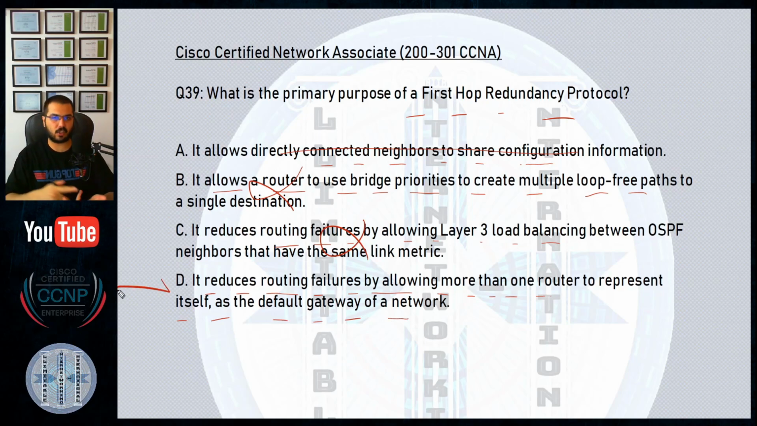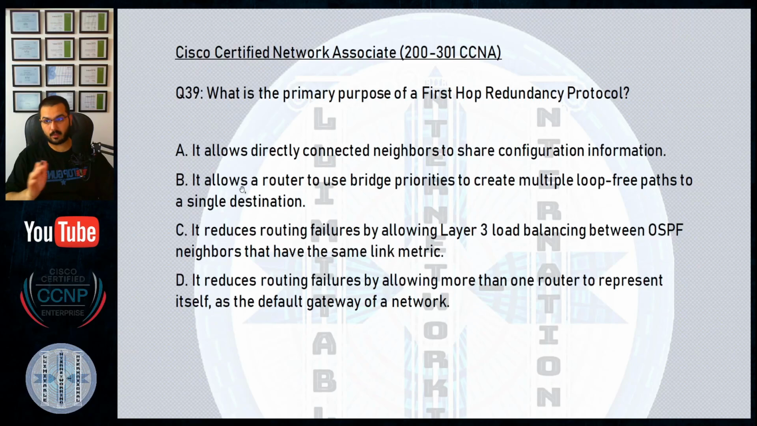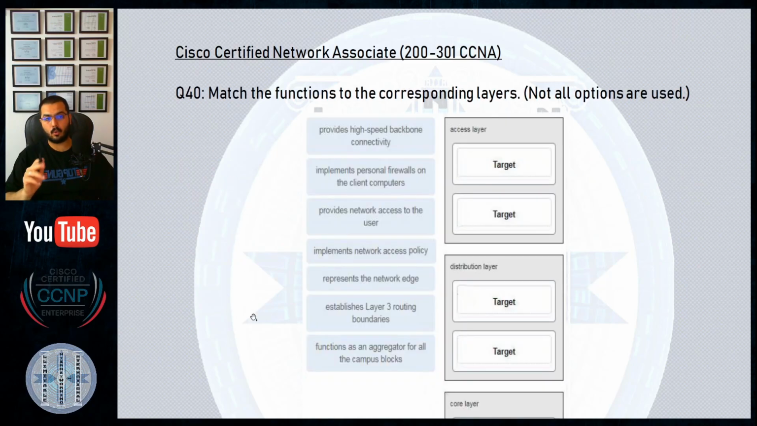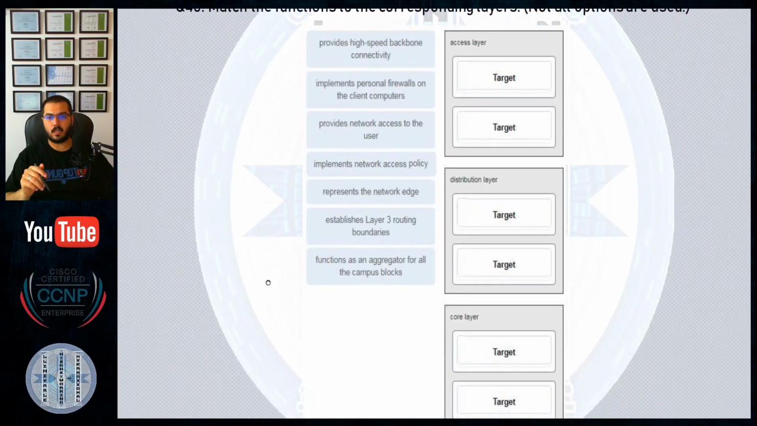FHRP includes HSRP, VRRP, and GLBP. In HSRP and VRRP, you have more than one router, one main, one backup. In GLBP, you also have more than one router, one main, 3 backups, or 4 active mains at the same time. So D is definitely correct regarding 39, and the others are wrong. Okay, D and D. Let's see.